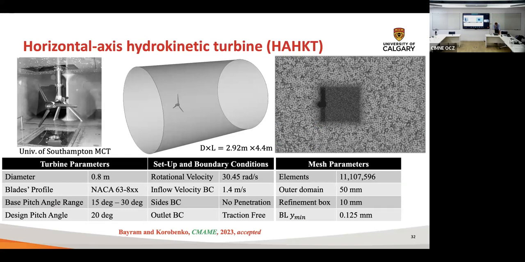This was the experimental test case done at the University of Southampton. Again, it's a horizontal axis turbine. You can see all of the parameters. We're just dealing with classical linear tetrahedral finite elements, nothing more than that. In this case, the whole domain is rotating because the sliding interface is a nice feature, but it adds computational cost. So if we can avoid it, we will avoid it. If we could not avoid it, we deal with the sliding interface.